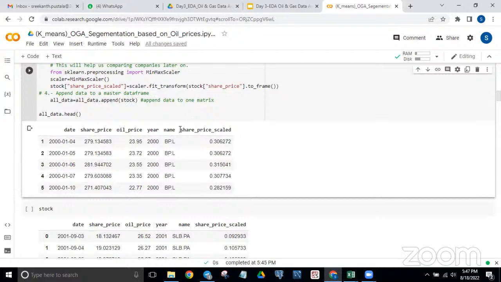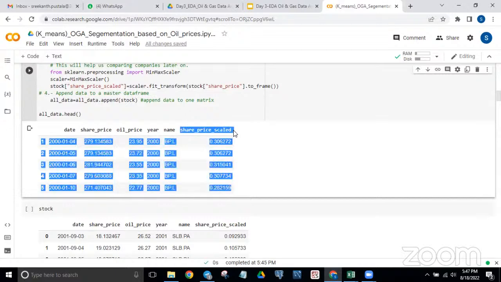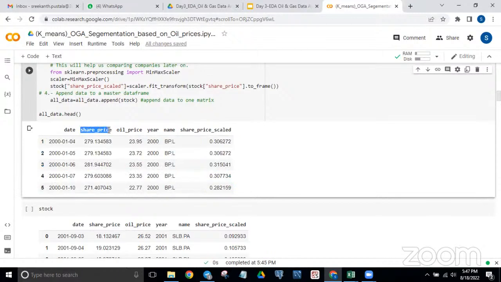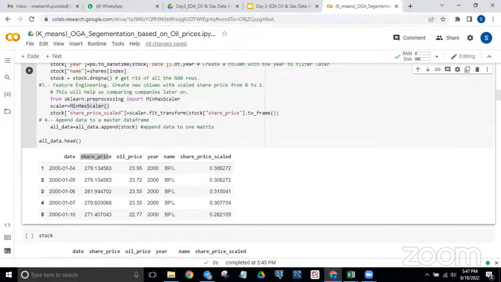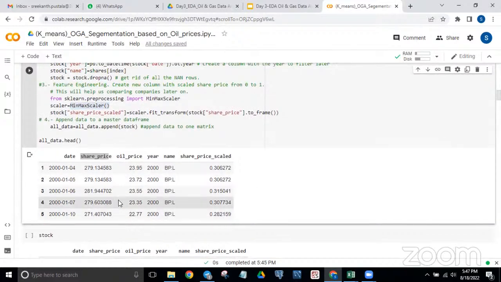Here we can see the share price scale. I am doing the scaling for only the share price. What I have used here is the scaler function, working on the data, which is nothing but the min max scaler. So I have converted the data and appended all these values here, so that you can see here.